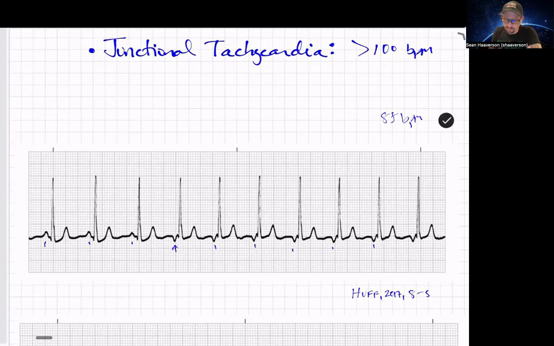So there's a P wave with every QRS. Our R to R interval looks to be about even, so this looks like a regular rate. And our PR interval, let's go ahead and start with one of these beats here. Looks like our PR interval is going to be from here to here. So that looks to me like about 0.12 or so for our PR interval.